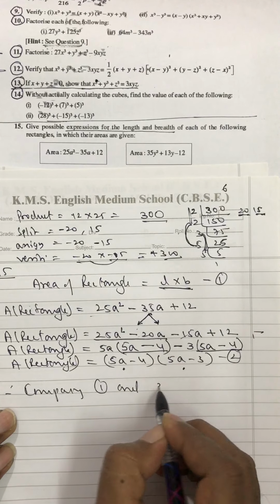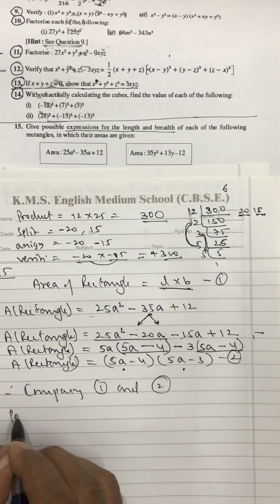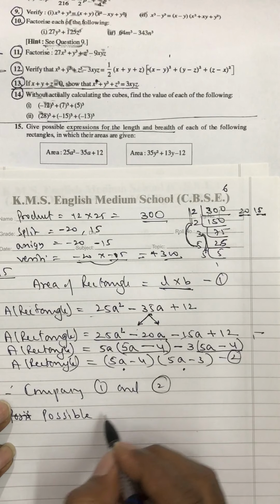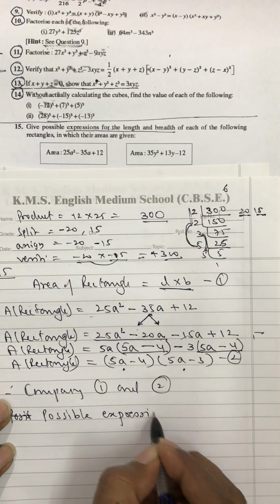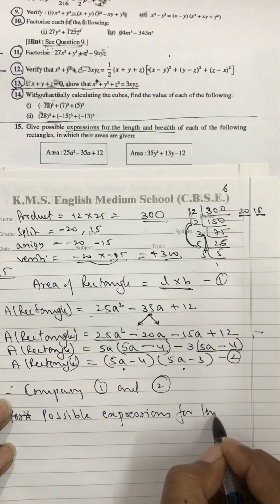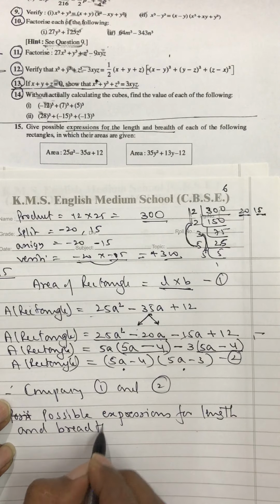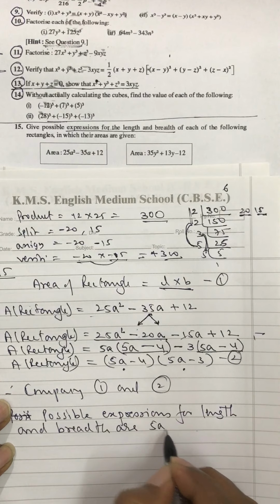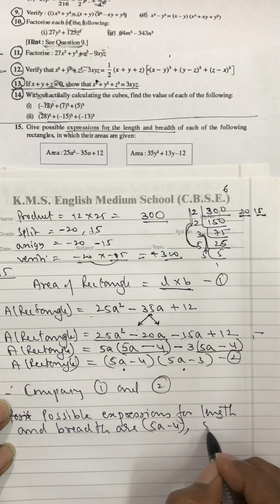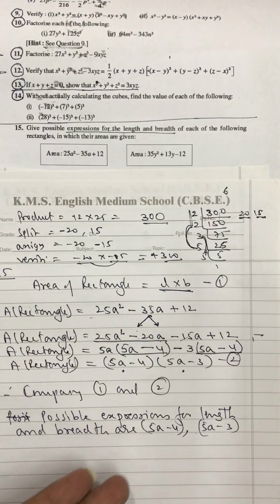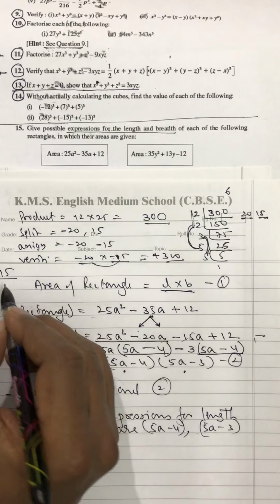Therefore, comparing 1 and 2, possible expressions for length and breadth are 5a minus 4, 5a minus 3. If length is 5a minus 4, breadth will be 5a minus 3. If length is 5a minus 3, breadth will be 5a minus 4. Finished. So the second question also will go in the same fashion.